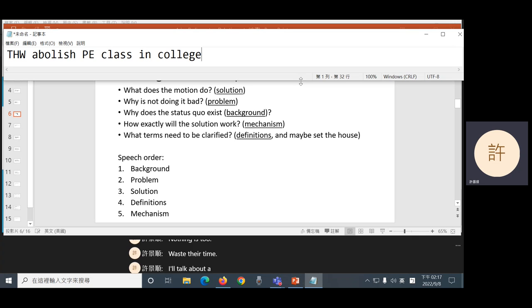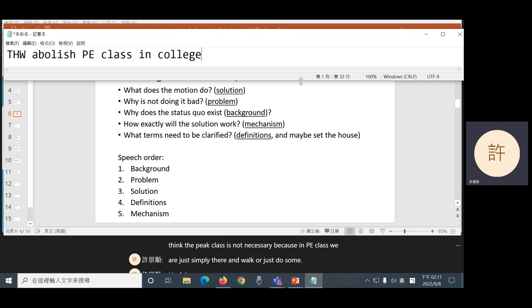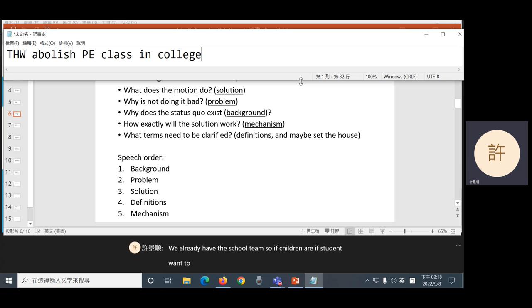I'll talk about a problem. I used to be a cheerleader, and I think the PE class is not necessary because in PE class, we just sit there and walk or do some useless things. And we already have the school team, so if students want to learn something about PE, they will join the school team, not a PE class. So it's unnecessary, yes.